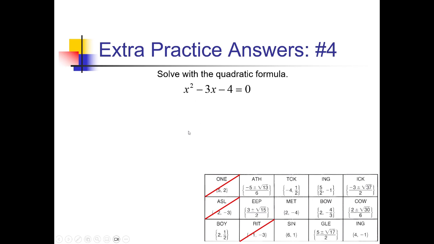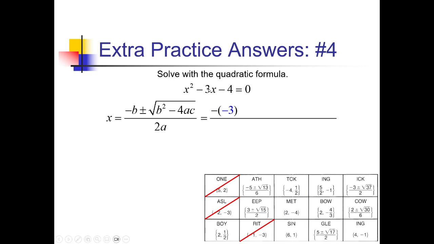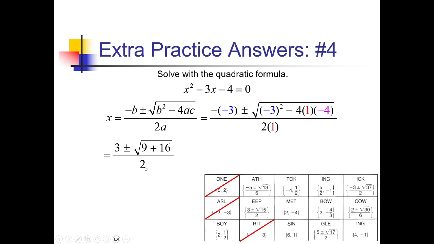For this next one, using our quadratic formula, we have negative 3 plus or minus square root of negative 3 squared minus 4 times the a value 1 times the c value negative 4, all over 2 times a value of 1. And then we've got negative 3 is really 3, plus or minus square root of, this is 9. Negative 4 times 1 times another negative 4 is going to give us a positive 16, all over 2. 9 plus 16 is 25. The square root of 25 is 5.